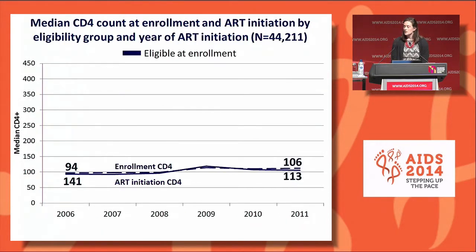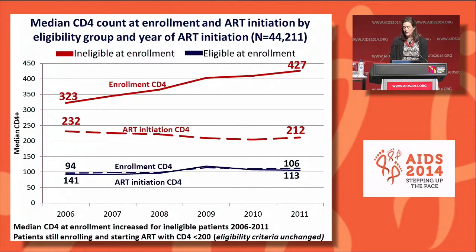If we look at median CD4 count at enrollment and ART initiation based on ART eligibility status at enrollment in care, we can again see that among the patients who enrolled eligible for ART, CD4 counts were low at enrollment and at ART initiation and did not increase during the time period. However, there was a significant increase in enrollment CD4 for patients who were not eligible when they enrolled in care. So we can see that healthier patients over time are being enrolled in care.